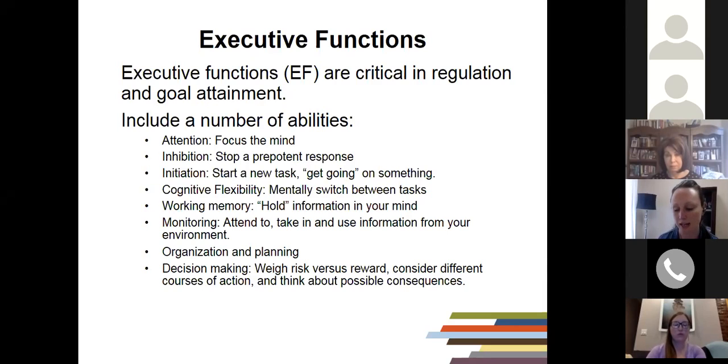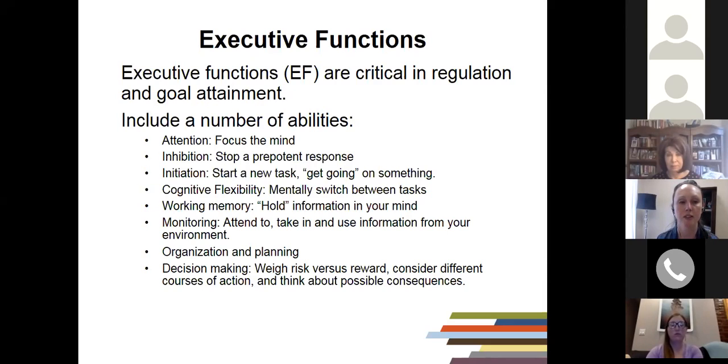And then decision making. So being able to weigh risk versus reward, think about different action plans, think about the possible consequences of my action, which requires some ability to think into the future, which is something that kids who have trauma histories struggle with. So, should I skip class with my friends? That might be fun, but I might get myself into big trouble. That's sort of decision making.